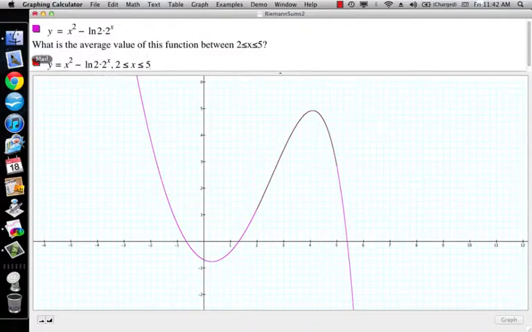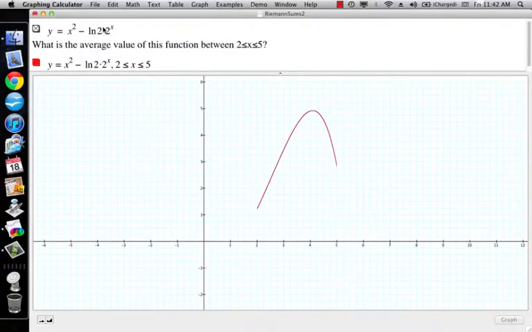So I only care about that part. And I want to know what the average value is on that part. Well, let's say it's going to be 3-ish, 3 to 3.5-ish. So I'm going to guess that's going to be my rough guess. And I might be right, I might be wrong. I think I'm probably in that ballpark somewhere.